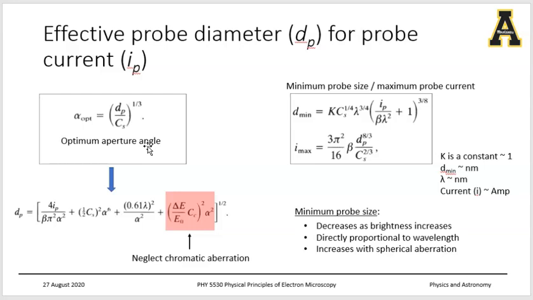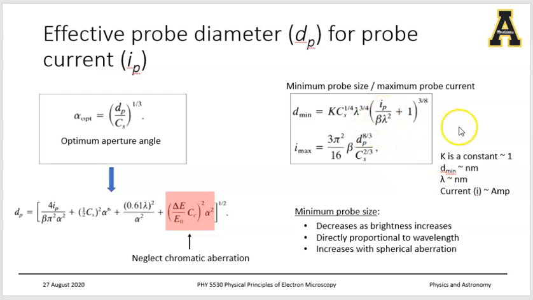Then you can plug this into the equation here, and you end up getting the minimum probe size, which is d min, and the i max, which is the maximum probe current you can expect from your emitter. Here K is a constant that is almost unity. You have d min in nanometers, lambda in nanometers, and the current in amperes.